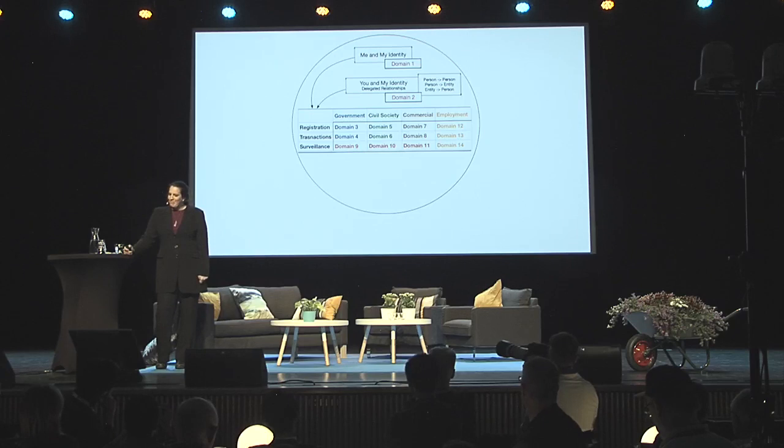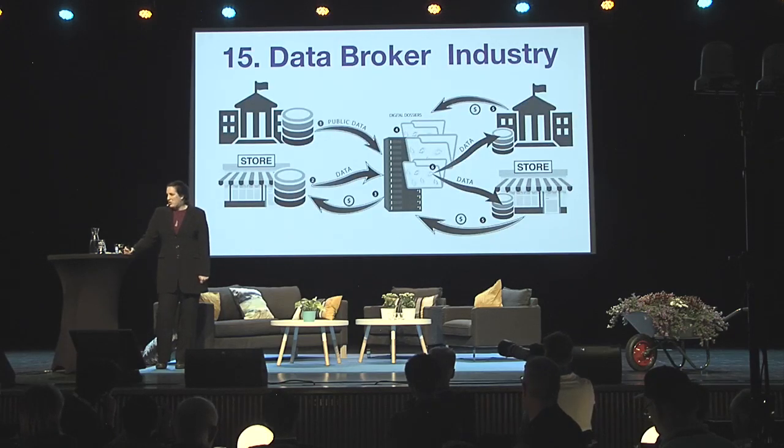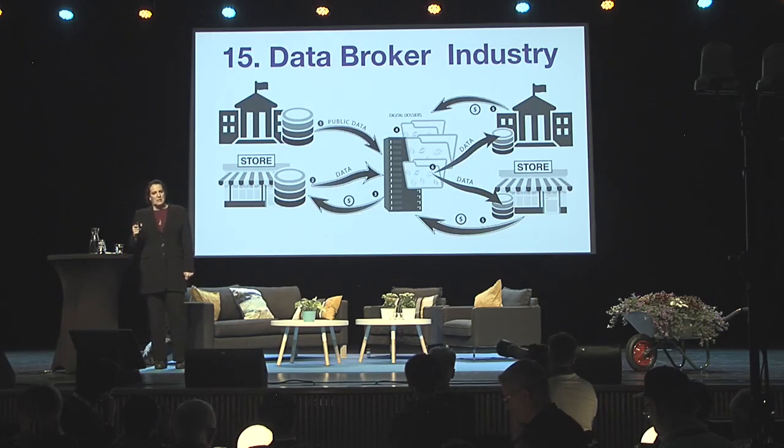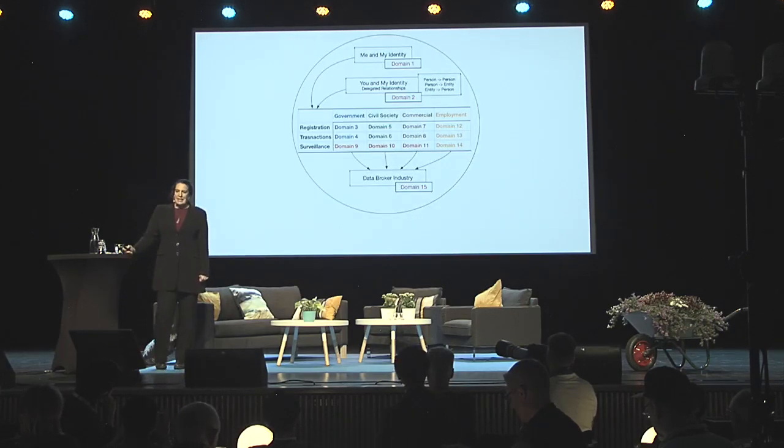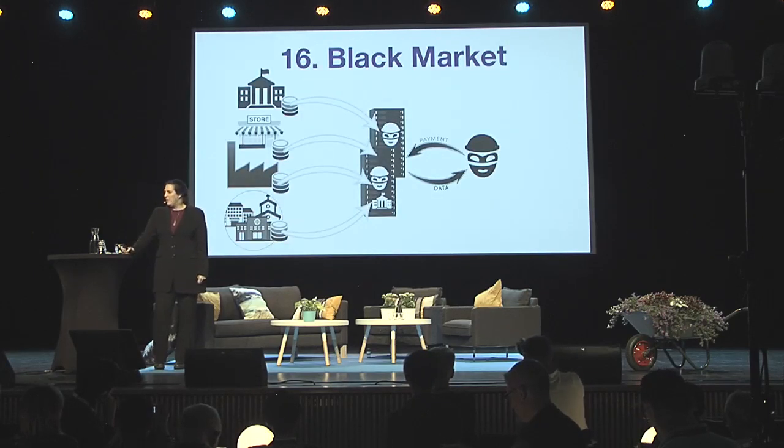There's two more. The data broker industry. This industry is collecting public data from governments, mostly buying data from the commercial sector, compiling it into digital dossiers about people, and selling it back to governments in the commercial sector. It doesn't have a direct relationship with the individuals because they're pulling it in from the places that individuals are interacting with. And then finally, we have the black market.